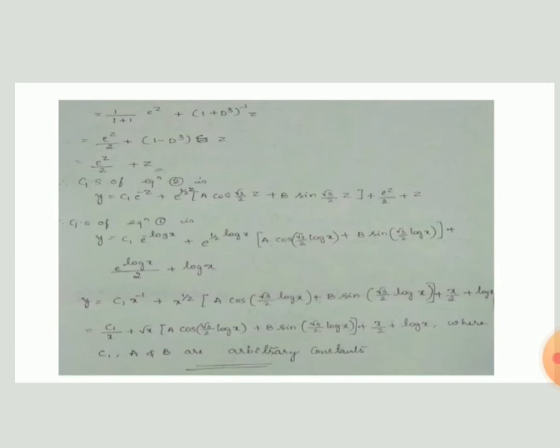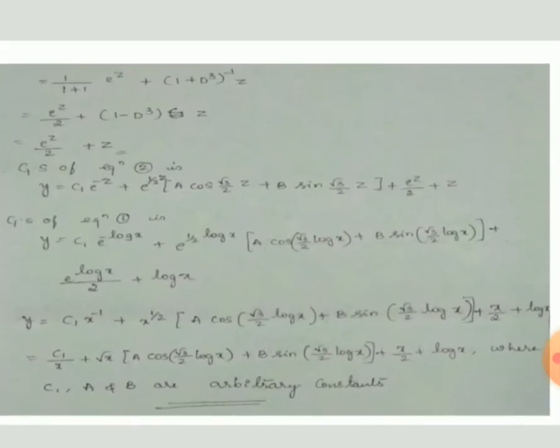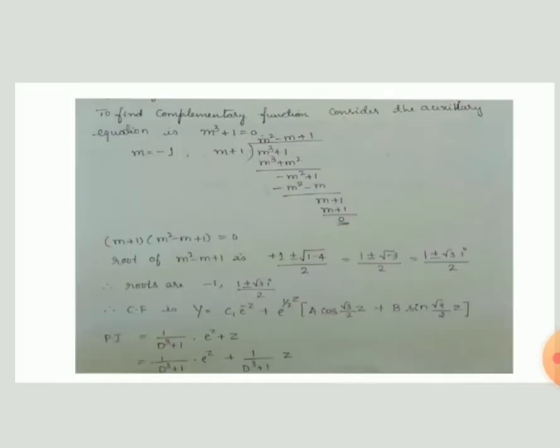So now further simplify. Observe that in the second term, 1 by D cubed plus 1 into e power z, it's of the form e power alpha x. That is the first method we have seen in the previous unit. So that is 1 by f of D into e power alpha x form. At that time we have to substitute D by alpha. So what is alpha here? Alpha is 1. So we have to replace D by 1 here.